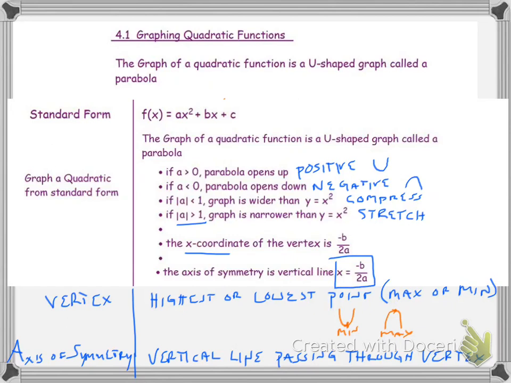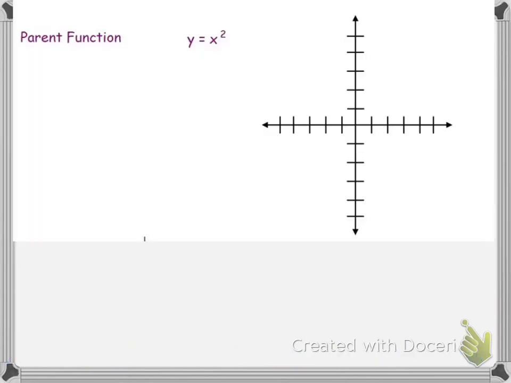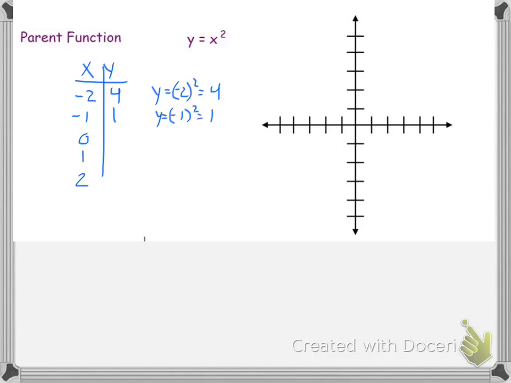Okay, so on to the first example, and we're first going to do the parent function. So this is the most basic quadratic function. Nothing's being multiplied, nothing's being added or subtracted, it's just x squared. So we're going to plug in some x values, -2, -1, 0, 1, and 2, to get the y values. When I plug in -2, I get -2 squared, which is 4. When I plug in -1, -1 squared is 1. When I plug in 0, 0 squared is 0, 1 squared is 1, and 2 squared is 4.